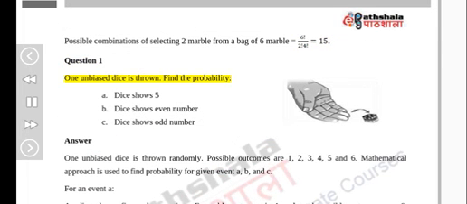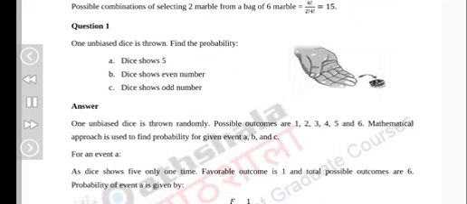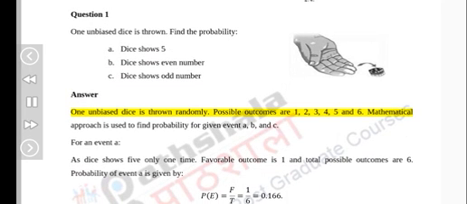Question 1. One unbiased dice is thrown. Find the probability that A, the dice shows 5; B, the dice shows an even number; C, the dice shows an odd number. Answer: one unbiased dice is thrown randomly. Possible outcomes are 1, 2, 3, 4, 5 and 6.